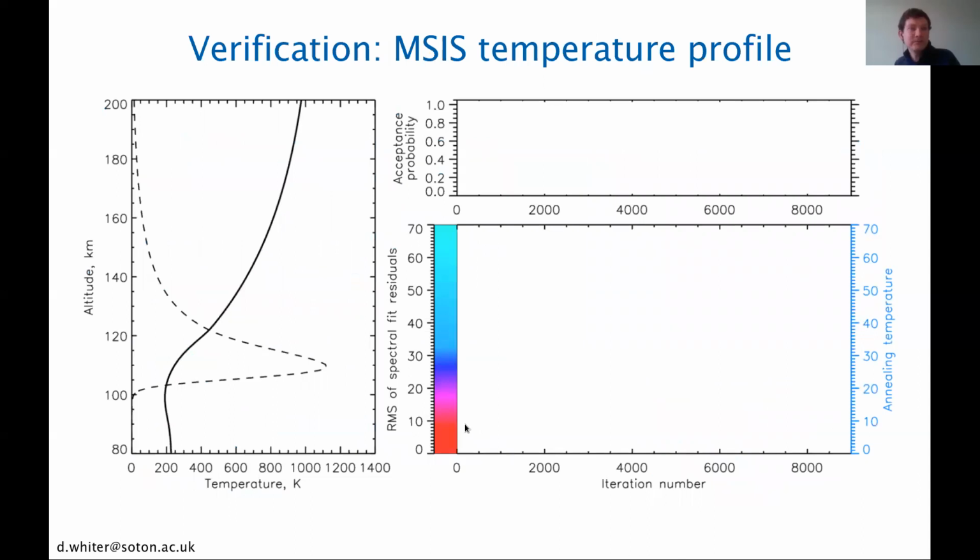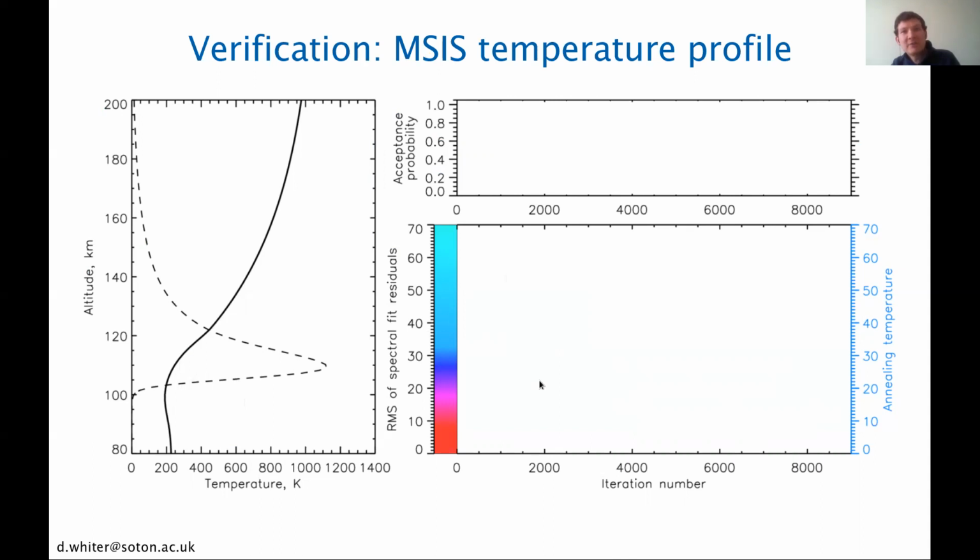So here, we wanted to verify how well this works. We took an MSIS neutral temperature profile. We created simulated data from that, added some noise, and then put it through our inversion process to try to retrieve the profile which we knew we should get. The dashed line here is the volume emission rate profile of the N2. What you're going to see here is lots of different temperature profiles appear on top, which are the trial temperature profiles we're fitting to the data.